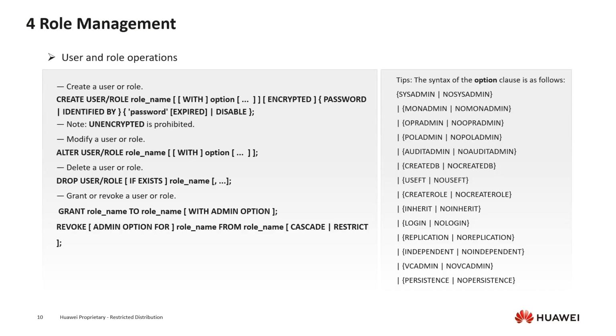When creating a user or a role, you can specify the system permissions, including whether the user is a system administrator, monitoring administrator, or O&M administrator. When modifying a user or role, you can modify the system permissions. Also, you can use the grant or revoke statement to grant or revoke user permissions on database objects.